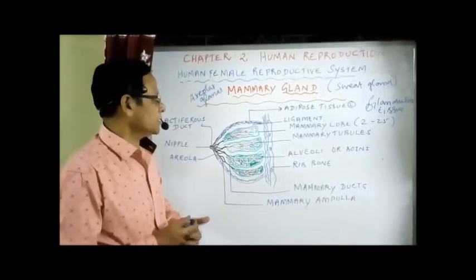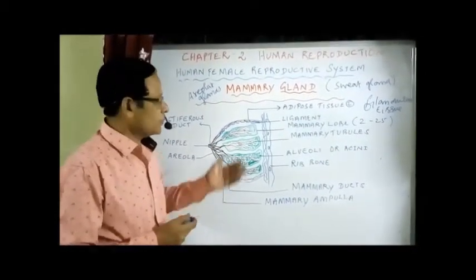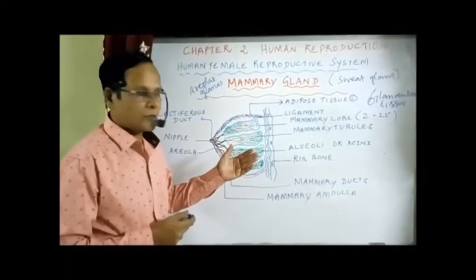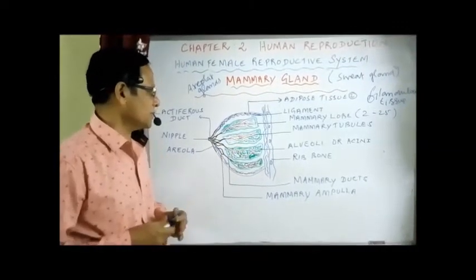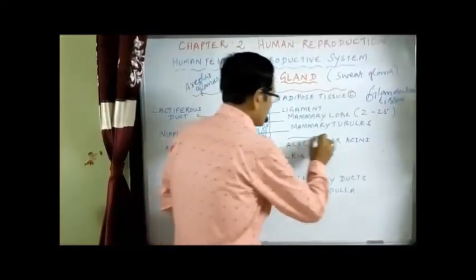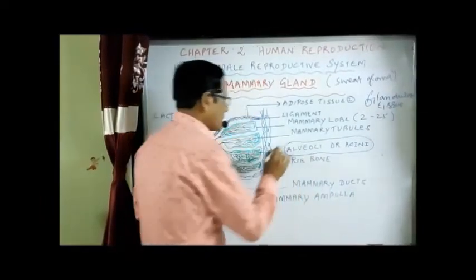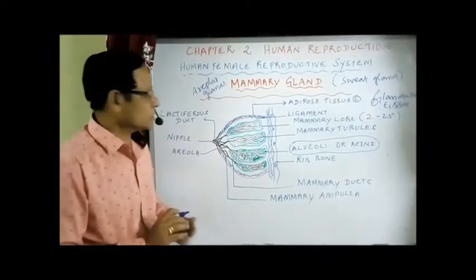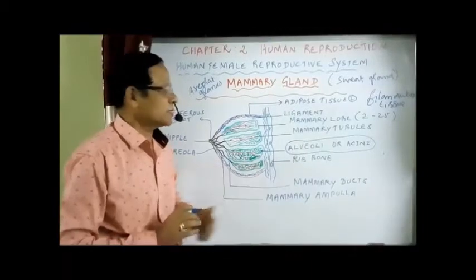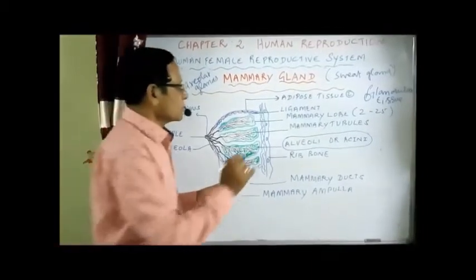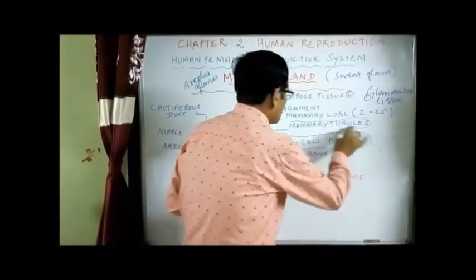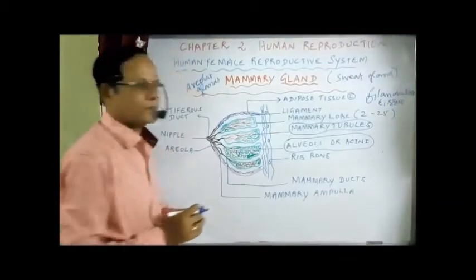Now we have certain ducts present. The mammary lobules contain alveoli or acini. Small tubules arise from the alveoli or acini. These tubules are called mammary tubules.